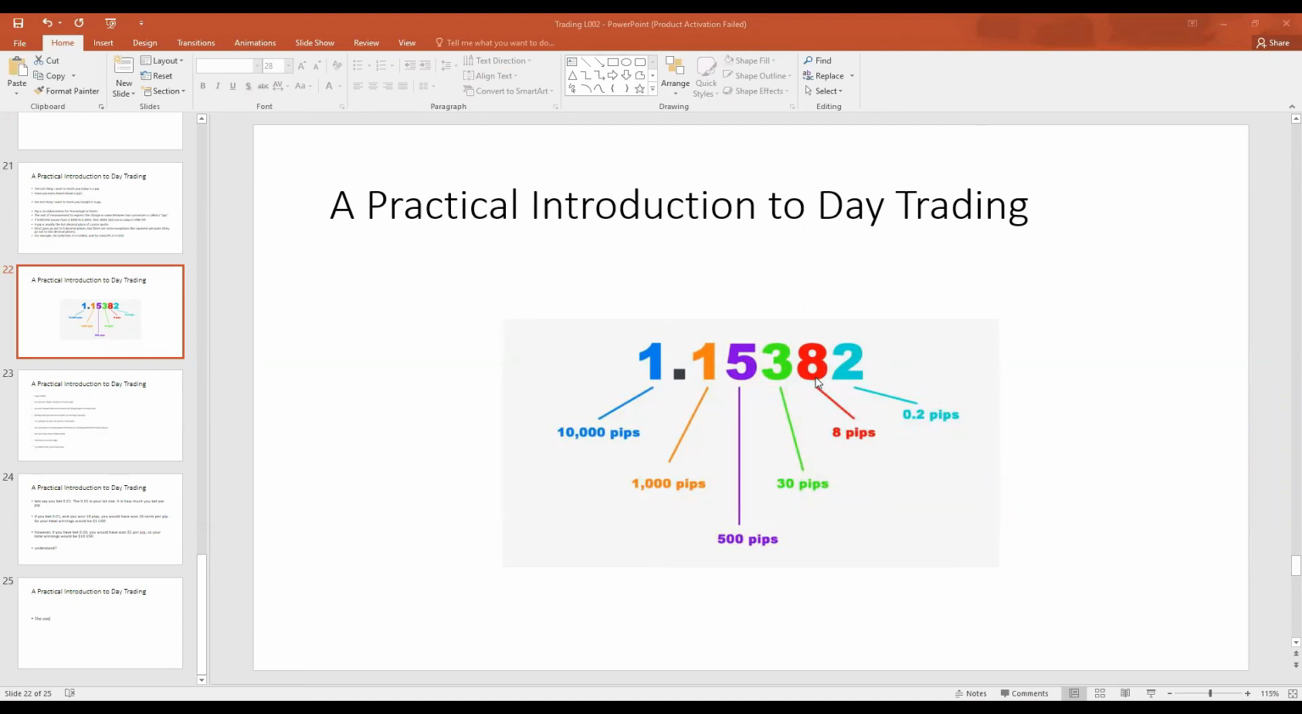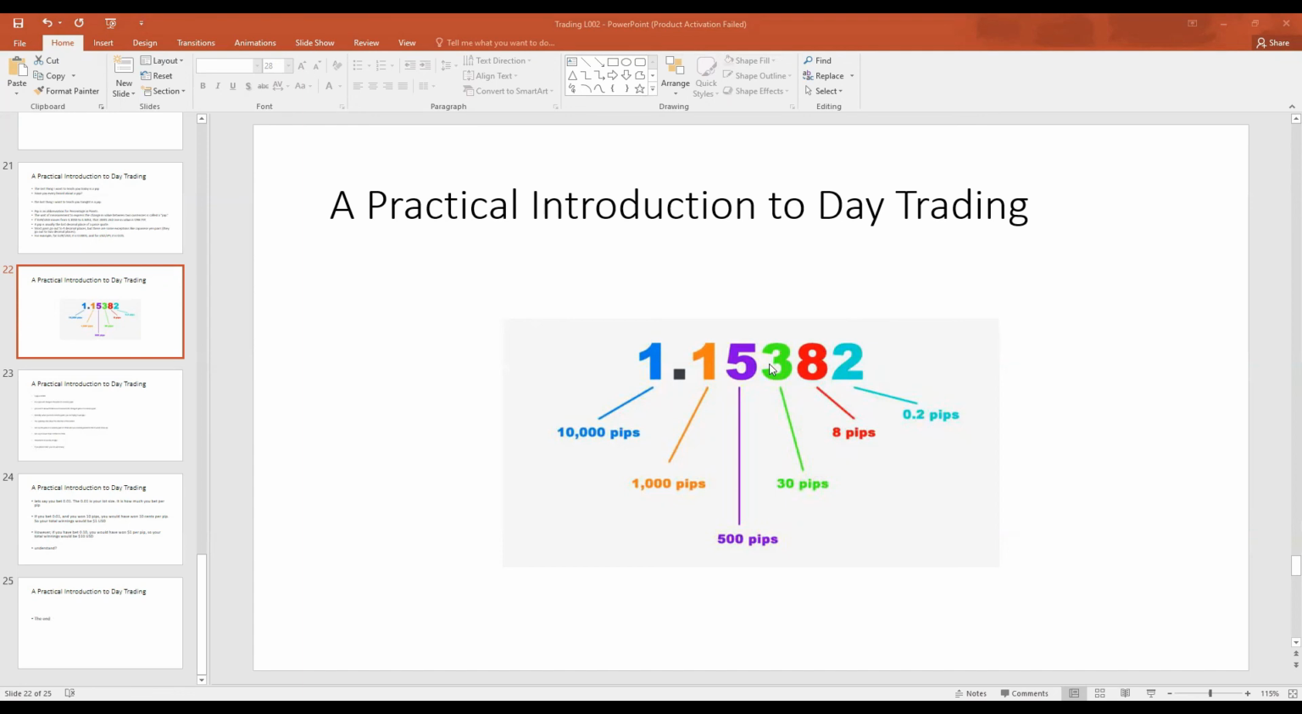How do we recognize the PIP? The PIP is the 4th decimal place. So we have 1 point, 1 decimal place, 2 decimal places, 3 decimal places. The 4th decimal place is the PIP. So this is 8 pips. The 5th decimal place is a pipette. A pipette is 1/10 of a pip.